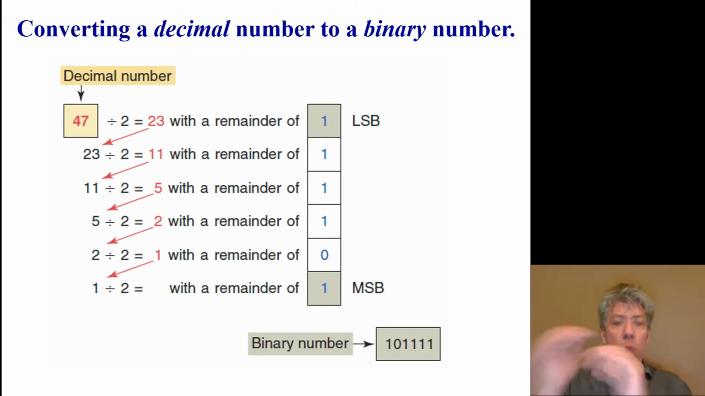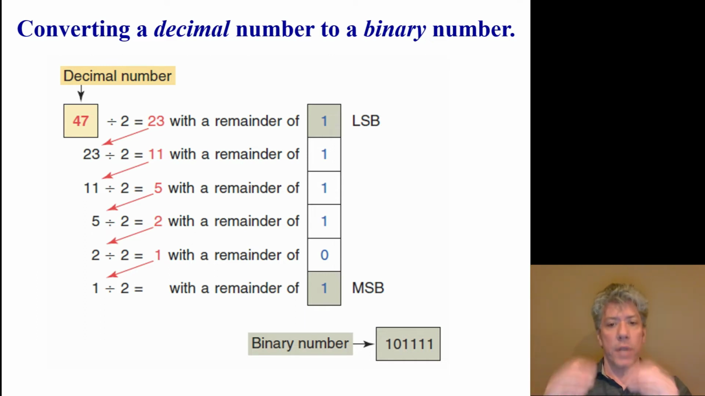Because I know I need the 1's place on, I need the 2's, the 4's, the 8's, not the 16's, but I need the 32's place on, and that will give me the decimal number 47. Okay, that was interesting, but what about this method?